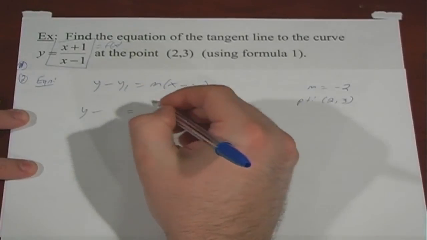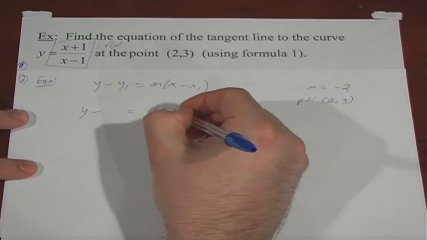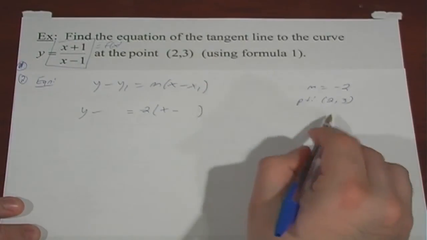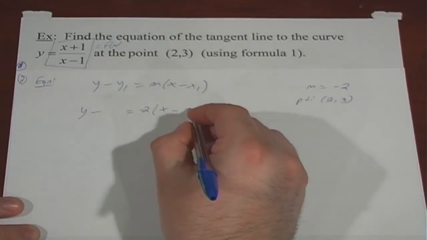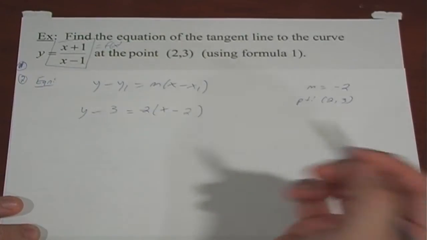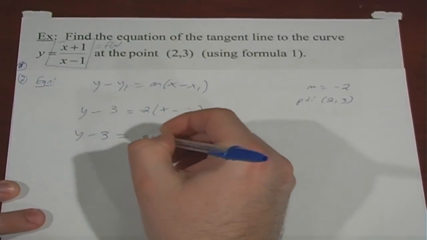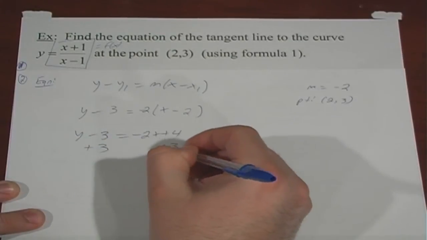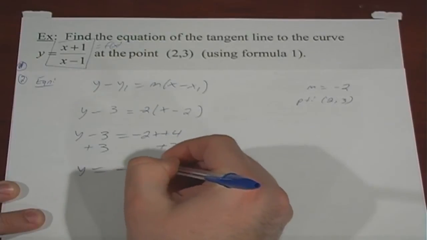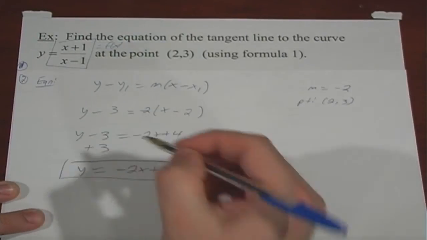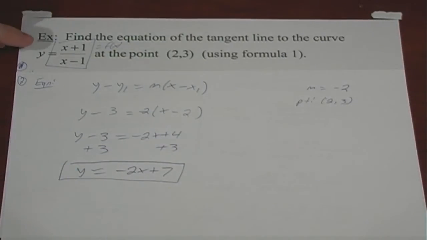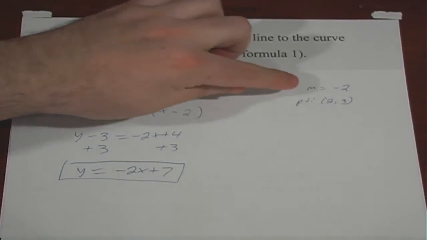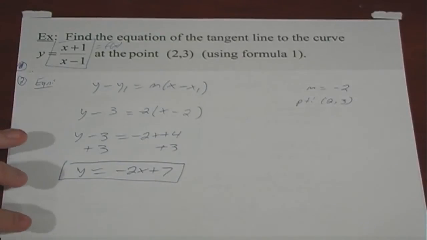So let's see. Basically the y1, the m, and the x1, you're going to fill in. So the m, I'm going to change to negative 2. This x coordinate here, this 2, is x1, and the y coordinate here is y1. Fill that in, simplify it. You get negative 2x plus 4. If you add the 3, the answer is y equals negative 2x plus 7. So this function, I don't know what the graph looks like, but at that point, the slope of the tangent line is negative 2. The equation of the tangent line is negative 2x plus 7.